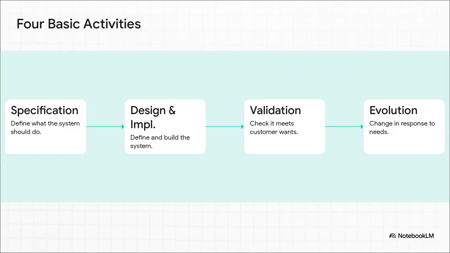First up, you have specification. This is all about figuring out and defining what the system is supposed to do. Then you've got design and implementation. That's where you map everything out and, well, write the code. After that comes validation, which is just a fancy way of saying you test the heck out of it to make sure it's what the customer actually wanted. And finally, there's evolution, because software is never really done, right? It always has to change and adapt over its lifetime.